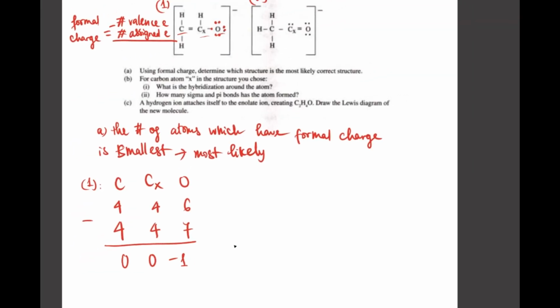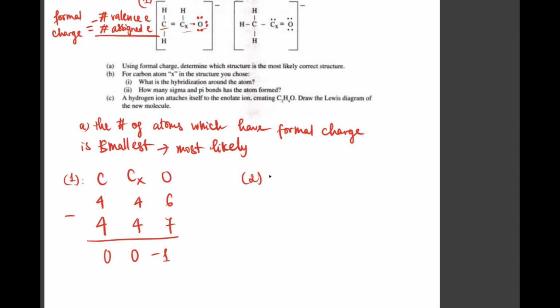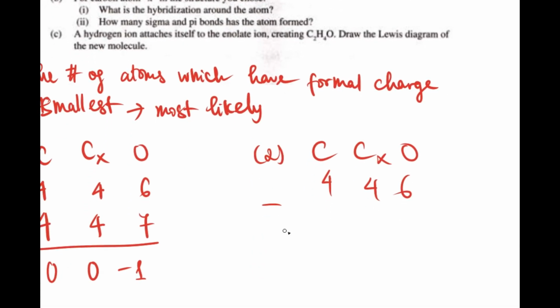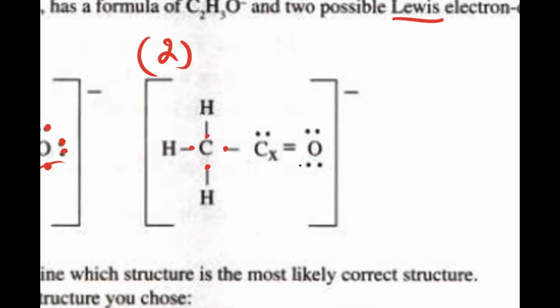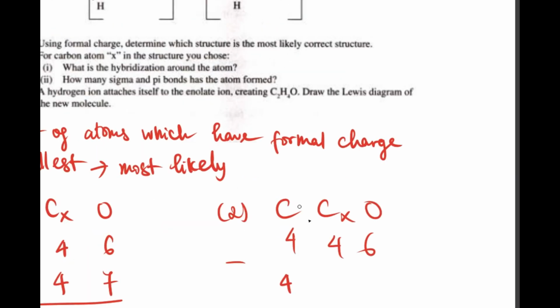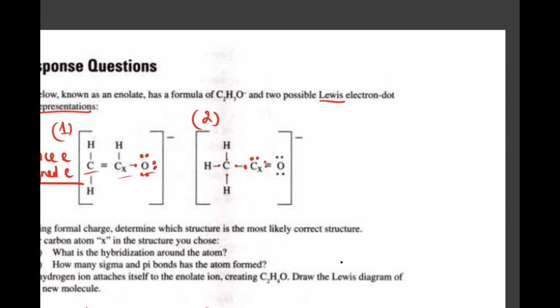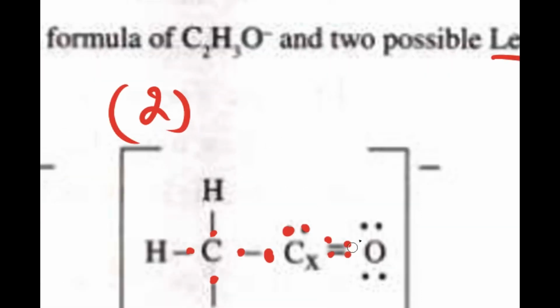Right? And for the second diagram, we're going to do the same thing. Okay, let's just say this is the formal charge. And for the second diagram, I'm going to do the same thing all over again. And there's 4, 4, 6 minus the carbon here. We're going to count 1, 2, 3, 4. 4 electrons. For this carbon, it's 1, 2, 3, 4, 5. There's a difference. And for this oxygen is 1, 2, 3, 4, 5, and 6. 6.